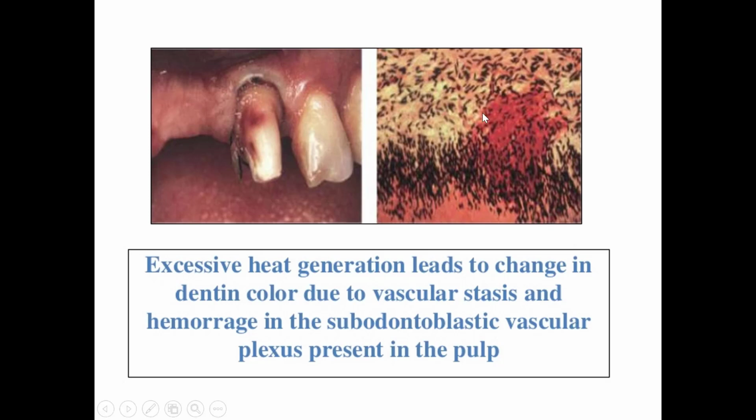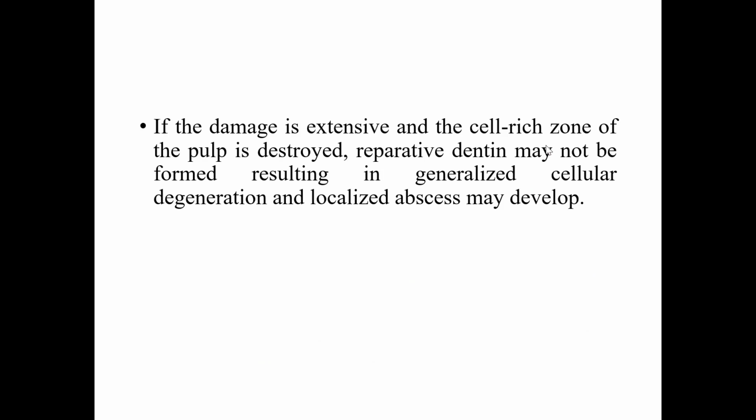مثل ما تلاحظون هنا subodontoblastic vascular plexus يصير بها hemorrhage نتيجة high heat arise in the pulp during the cutting procedure. If the damage is extensive and the seal-rich zone of the pulp is destroyed, reparative dentin may not be formed, resulting in generalized cellular degeneration and localized abscess may develop.